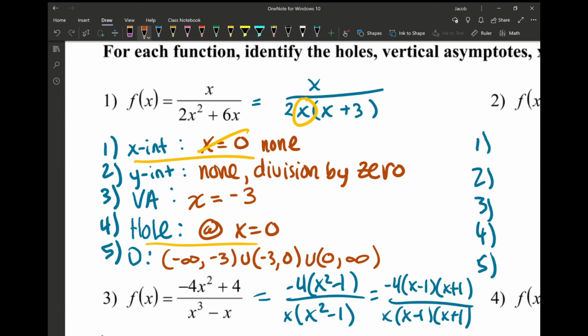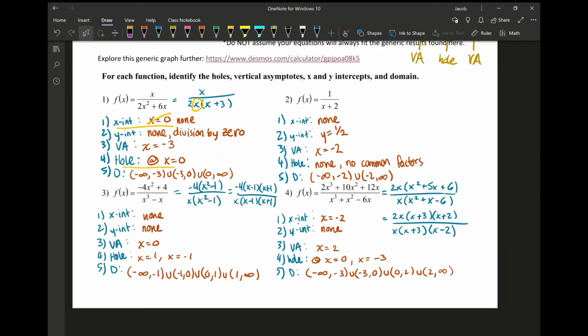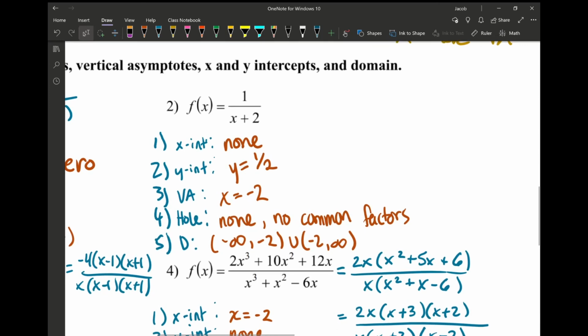Alright, and I'll show you the results if you want to pause and try the rest of them. Here we are with the full results from factoring these and looking at the characteristics. So let's start with 2. In this one, we don't have any x-intercepts because we cannot set 1 equal to 0. We can't set the numerator equal to 0. And then with our holes, we don't have any common factors between 1 and x plus 2. There's nothing to factor even. So that might be the confusing part with this one. And with our y-intercept, I just set x equal to 0, so I had 1 over 2.